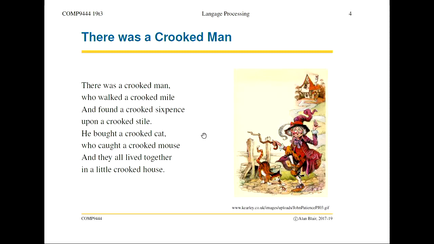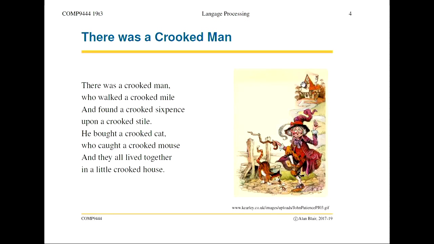Well, I've chosen this nursery rhyme just as an example to move on with. Excuse me, one of my favourite nursery rhymes, yeah. There was a crooked man who walked a crooked mile and found a crooked sixpence upon a crooked stile. He bought a crooked cat and caught a crooked mouse, and they all lived together in a little crooked house.